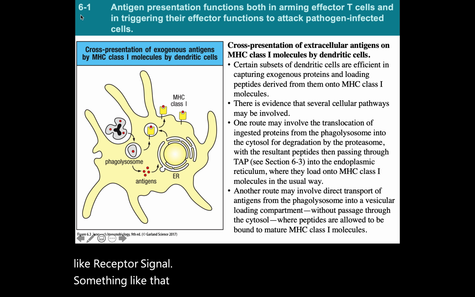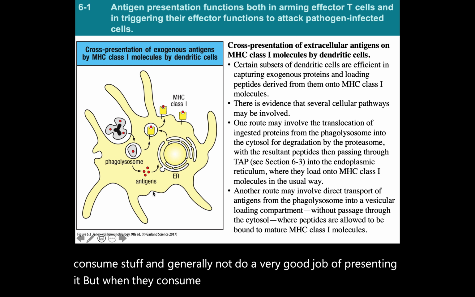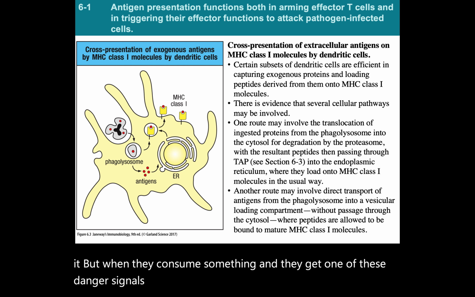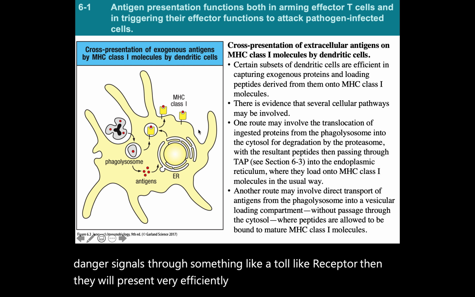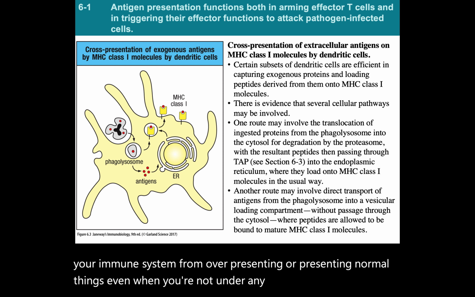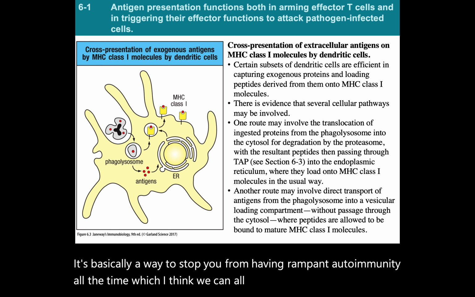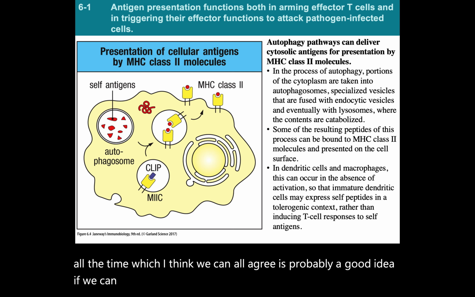And ordinarily, these dendritic cells will just consume stuff and generally not do a very good job of presenting it. But when they consume something and they get one of these danger signals through something like a toll-like receptor, then they will present very efficiently. And so this is aimed at keeping your immune system from over-presenting or presenting normal things even when you're not under any kind of danger. It's basically a way to stop you from having rampant autoimmunity all the time, which I think we can all agree is probably a good idea if we can find a way to do it.